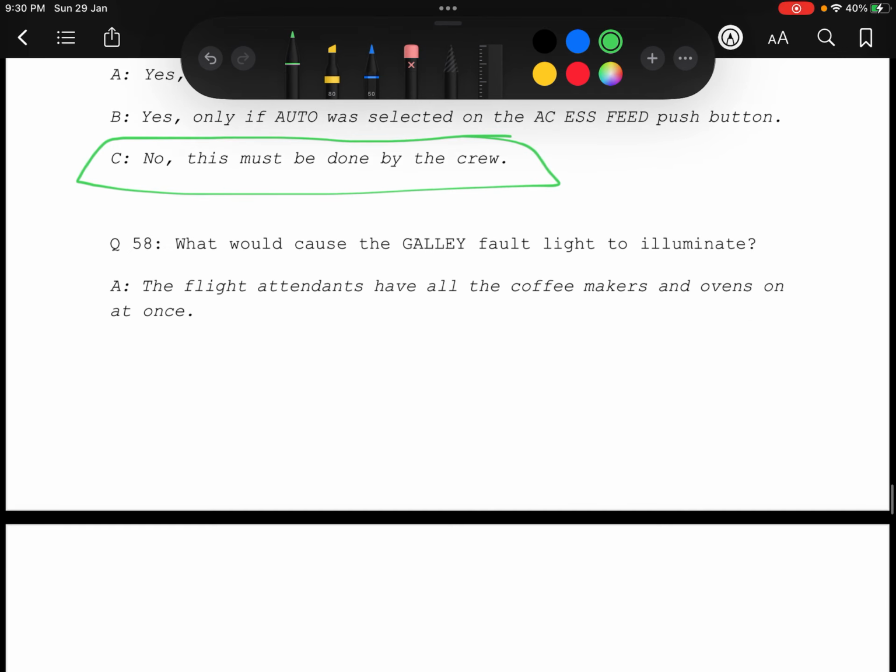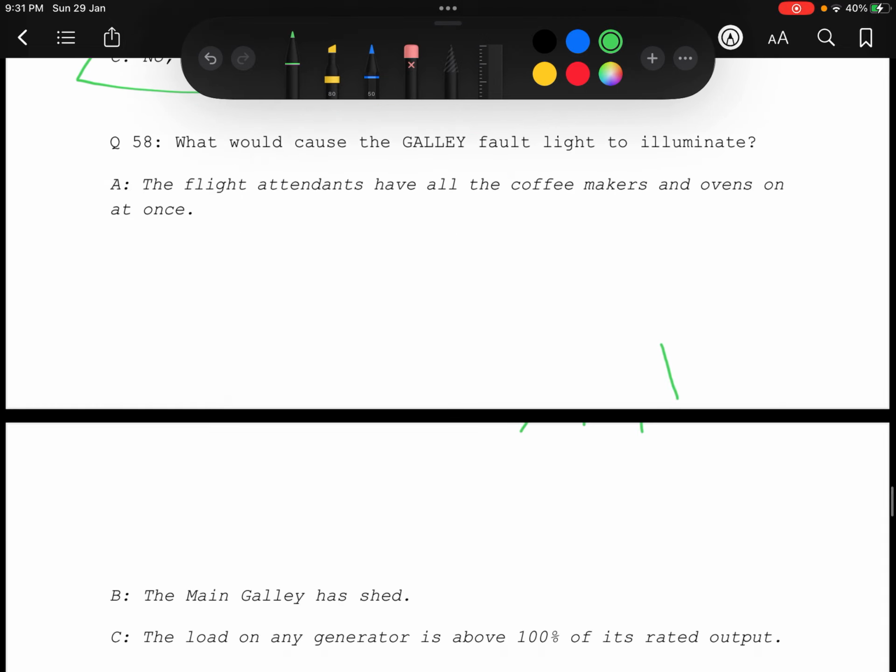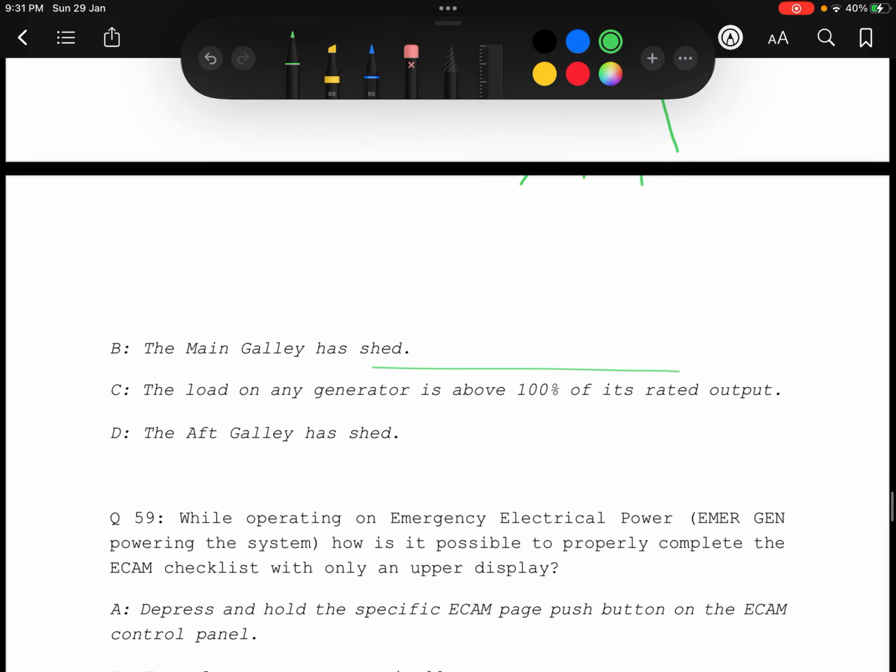Right. So the 58th question is, what would cause the galley fault light to illuminate? Again, the option is Charlie.